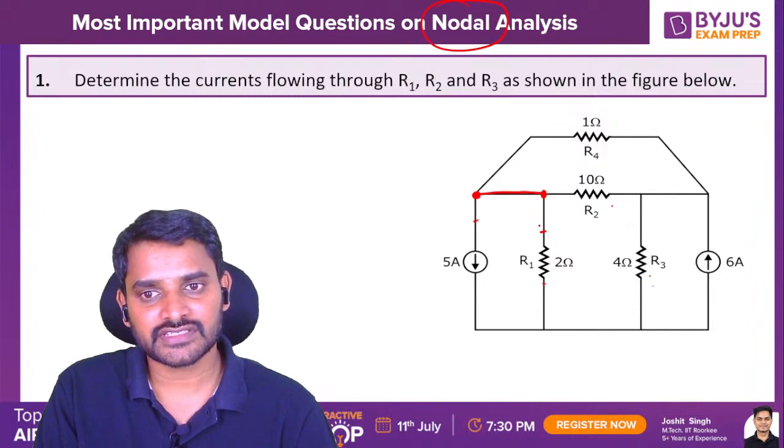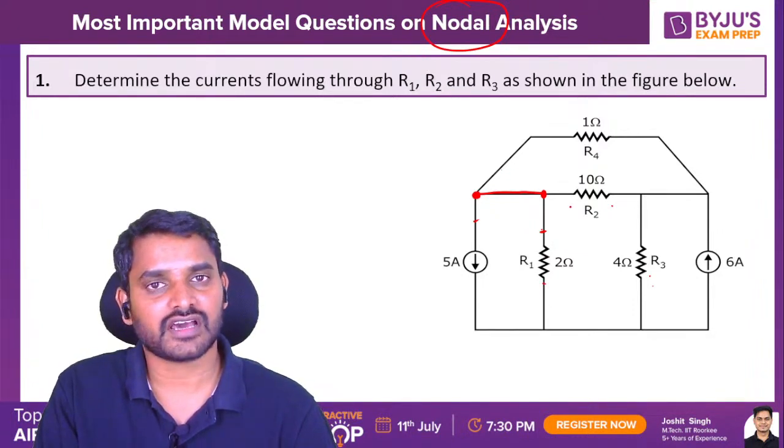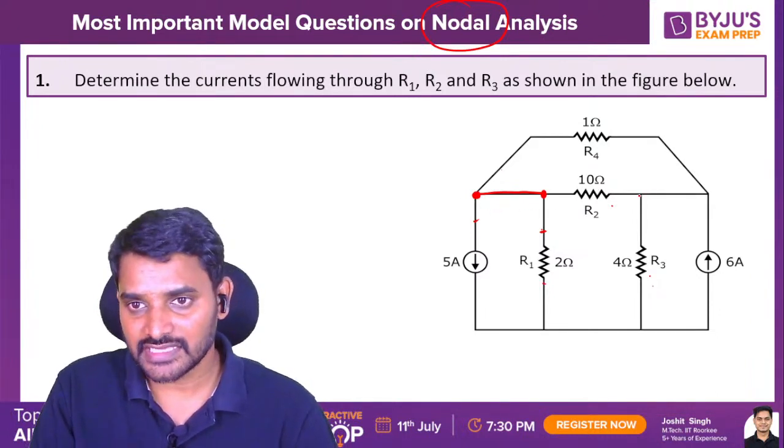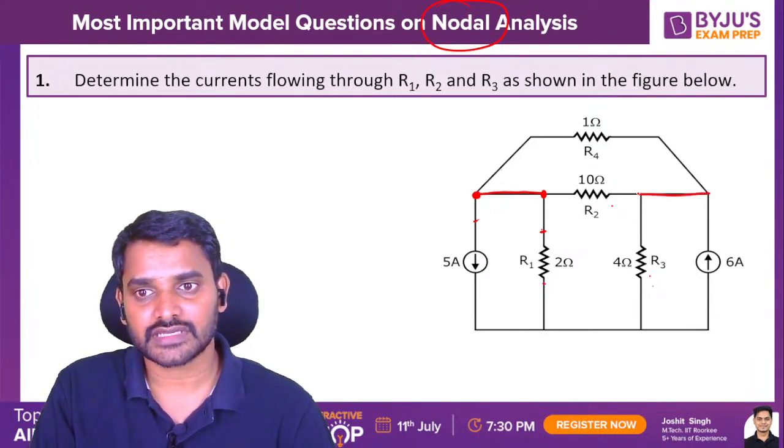So 5 amperes and resistors R1, R4 and R2, so 4 elements are connected. This is one principal node. Similarly, this is also one principal node because this point and this point are both the same.